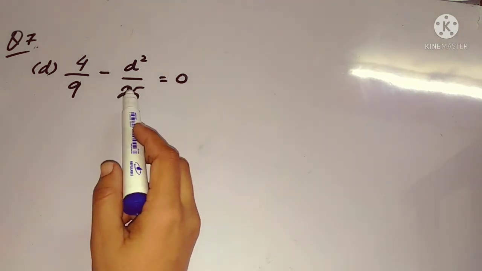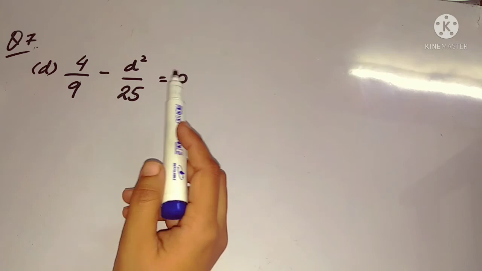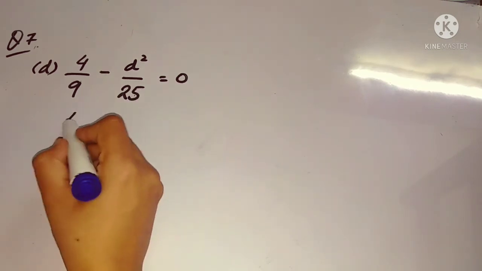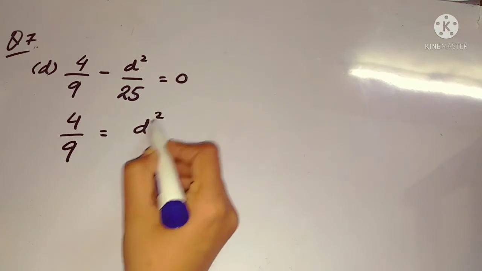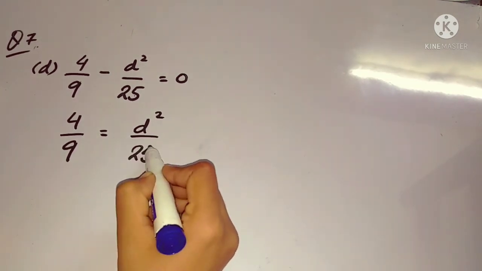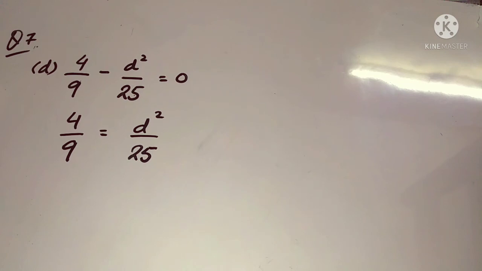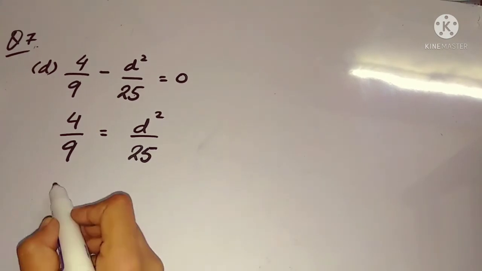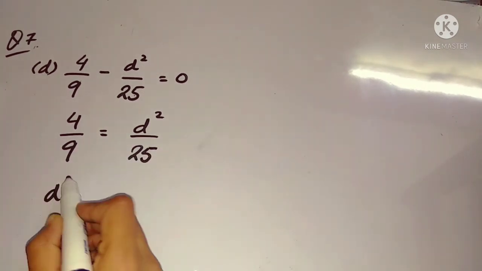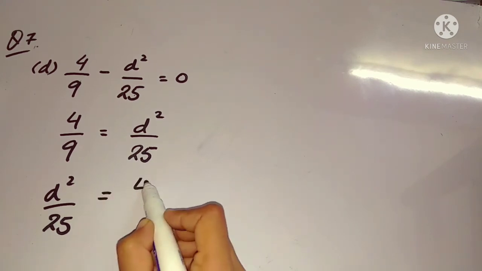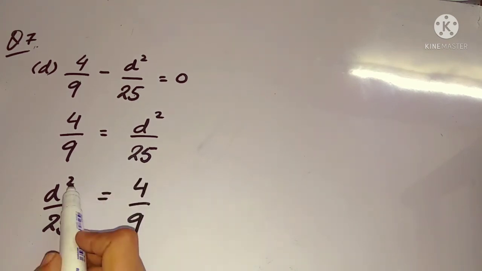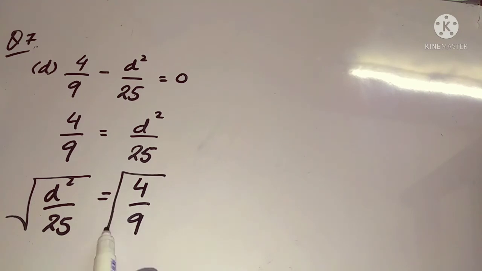So what I will do is move this d square over 25 to this side so that it can be positive. So it will become 4 by 9 is equal to d square over 25. As we have to find out the value of d, we don't need this square, so we'll take the square root. I can write this equation as d square over 25 is equal to 4 over 9. We'll take the square root on both sides.